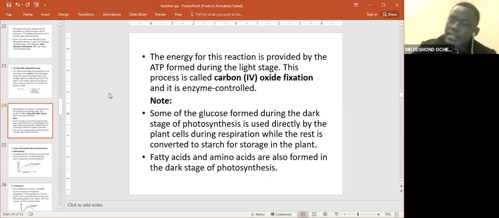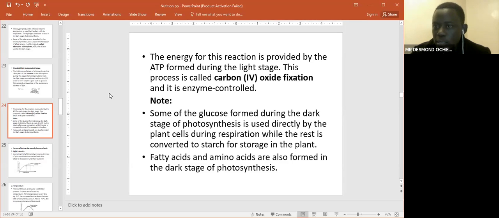So in the light stage, we saw a process called photolysis taking place. But in the dark stage, we have a process called carbon dioxide fixation, which is enzyme controlled. In other words, it is controlled by some enzymes. Some of the glucose formed during the dark stage of photosynthesis is used directly by the plants during respiration, while the rest is converted to starch for storage.